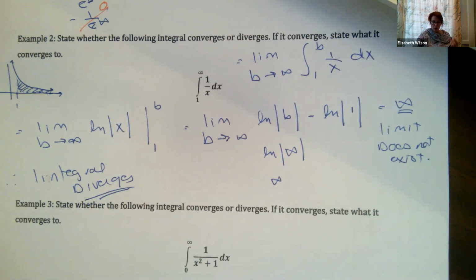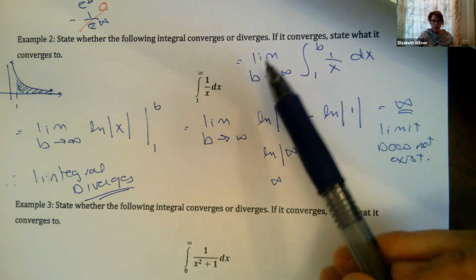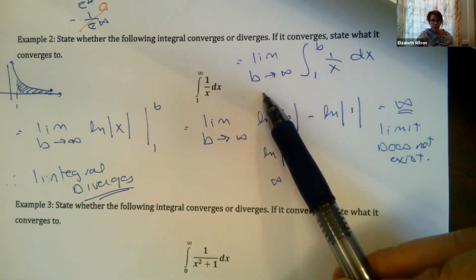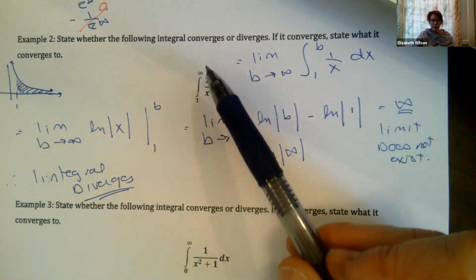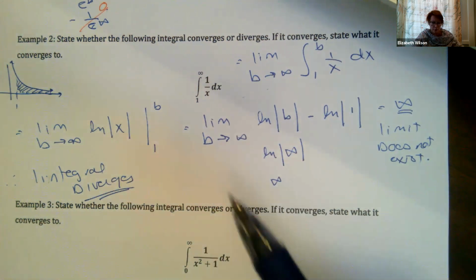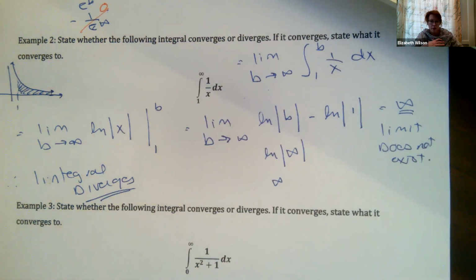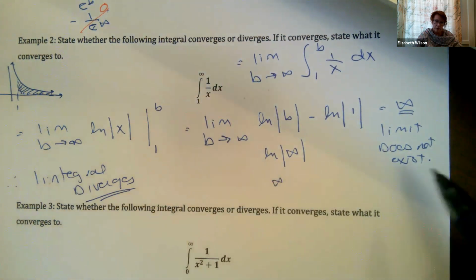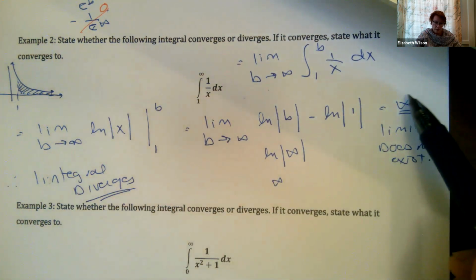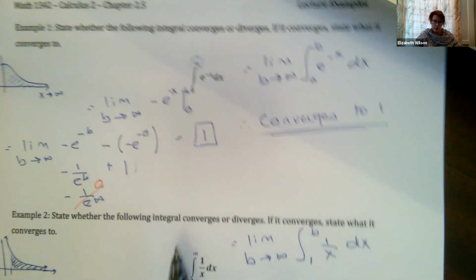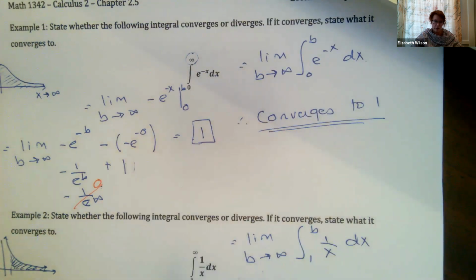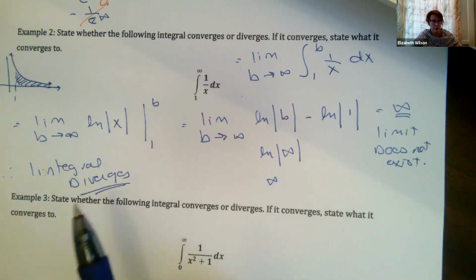But you see all the work I have to do: I must rewrite my integral as a limit process because I can't evaluate this using the fundamental theorem of calculus with infinity. Infinity isn't a number, it's not a concrete number that I can plug in and work with, but I can evaluate as a variable approaches infinity, which is what we're doing here. So the whole point is my integral will converge if my limit exists, and my integral will diverge if my limit does not exist.